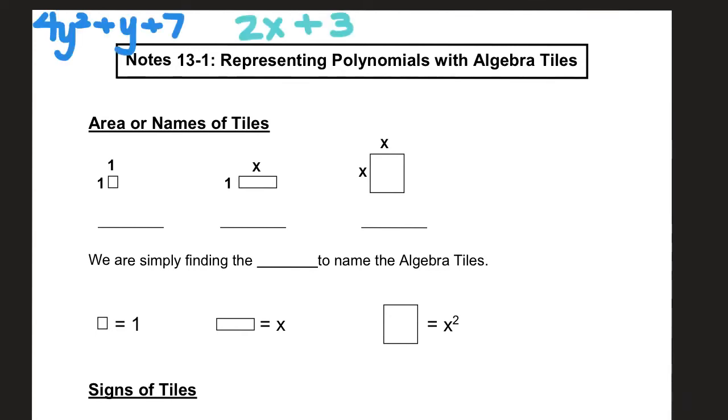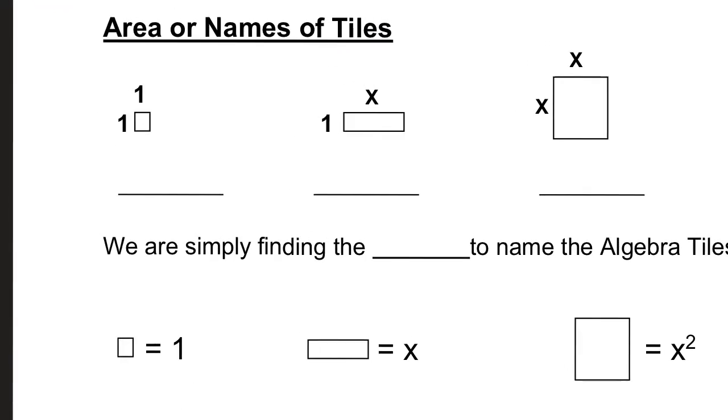First of all, an example of a polynomial, poly meaning many, is 4y squared plus y plus 7. That has three terms. A binomial, written above, is 2x plus 3. We'll be representing those terms using geometric figures, or the area, to name the tiles.